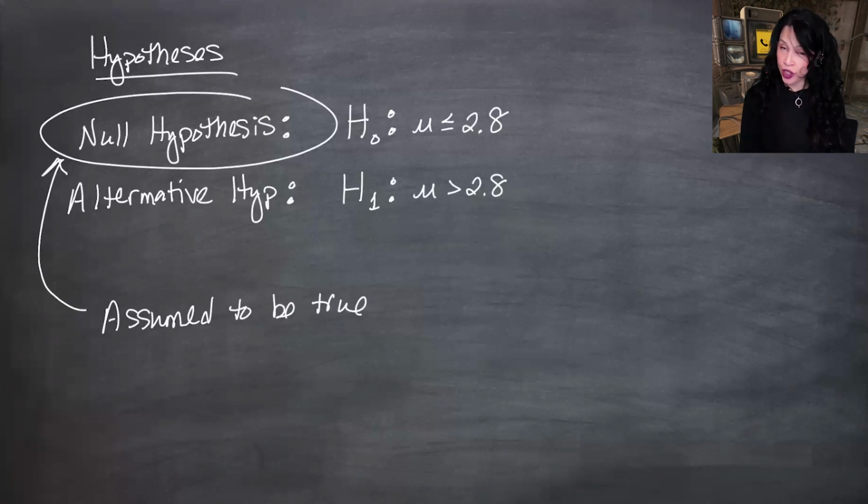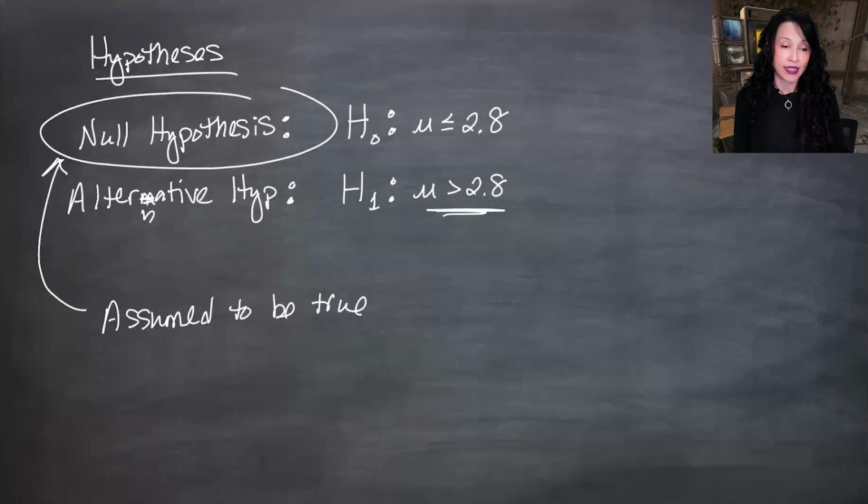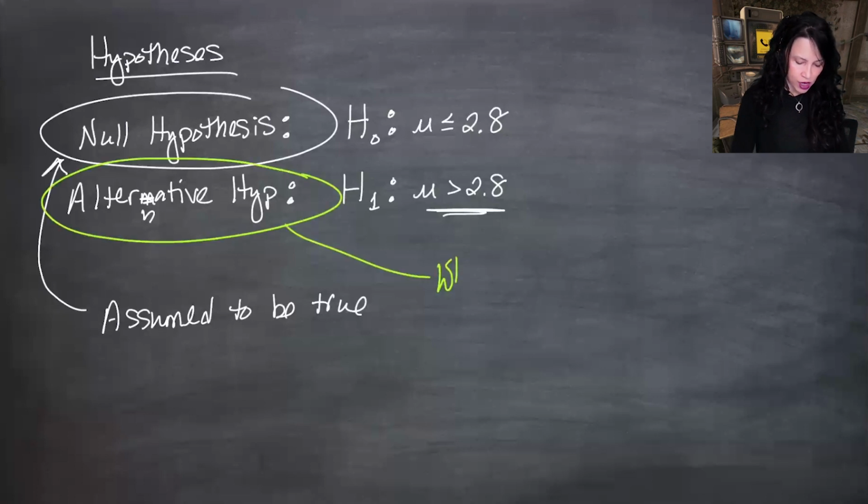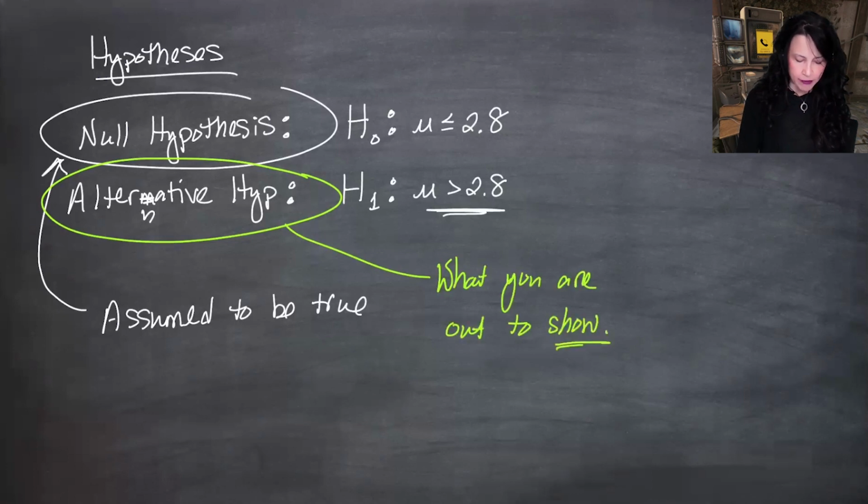And then if you look at your data and look at X bar and you find strong evidence that this seems to be true based on the data, all right, alternative, then you will reject the null hypothesis in favor of the alternative based on the data. So the alternative hypothesis is what you are out to show. This depends on your point of view.